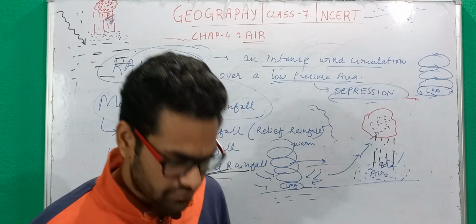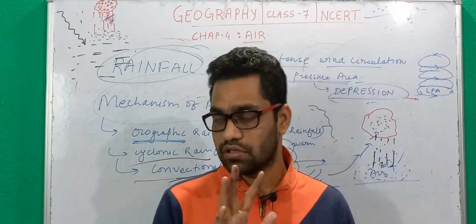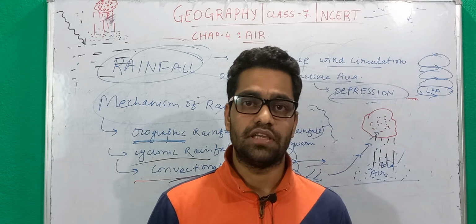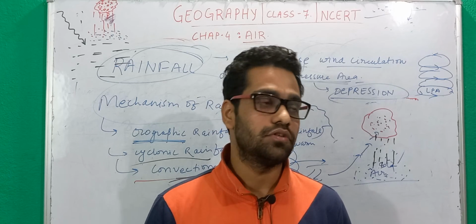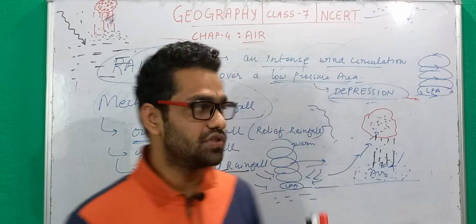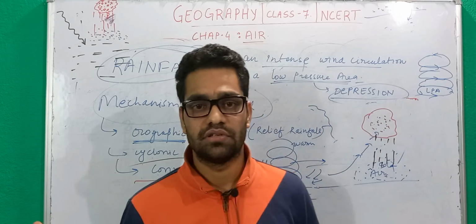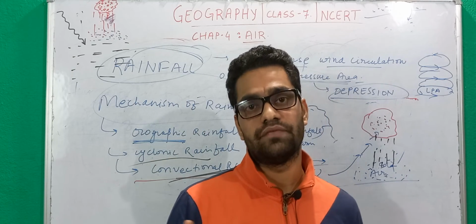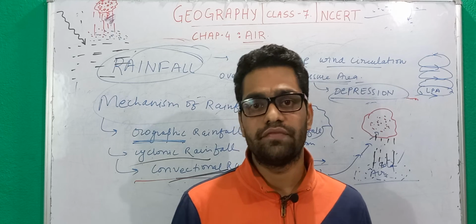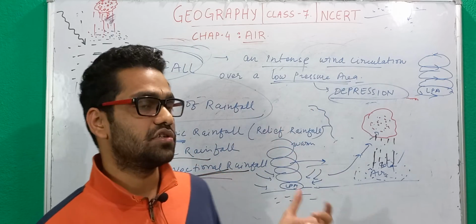So this was the type of rainfall that we have to study. So I think you have understood all the phenomena in a very crystal clear manner. Okay, if you have any doubt, first go through this entire lecture once again, make your notes, make diagrams, and I am 100% sure you will find no further difficulty in understanding all these concepts.